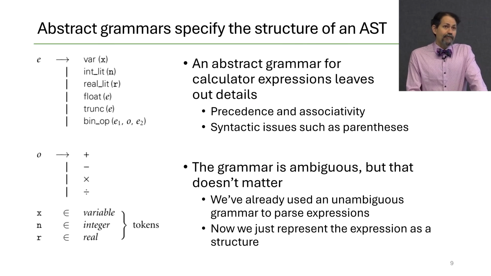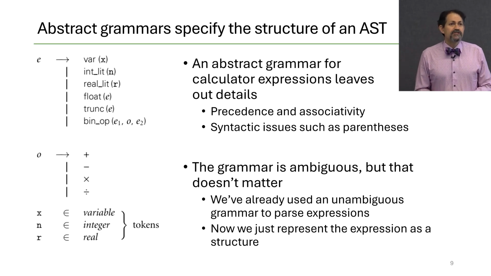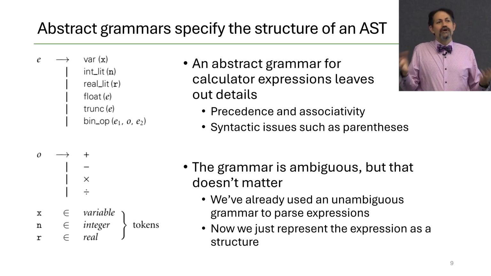We can use something called an abstract grammar to specify the structure of an abstract syntax tree. For the calculator expression language, an abstract grammar may leave out some details. It doesn't have precedence and associativity. It leaves out syntactic issues such as parentheses. They've gone away by the time we analyze the semantics of the language. And so we have expression forms that are simply variables, integer literals, real literals, float and truncate expressions, and binary operators. Similarly, for operators, we just have plus, minus, times, and divided by. We don't have to divide it into addition operators and multiplication operators.